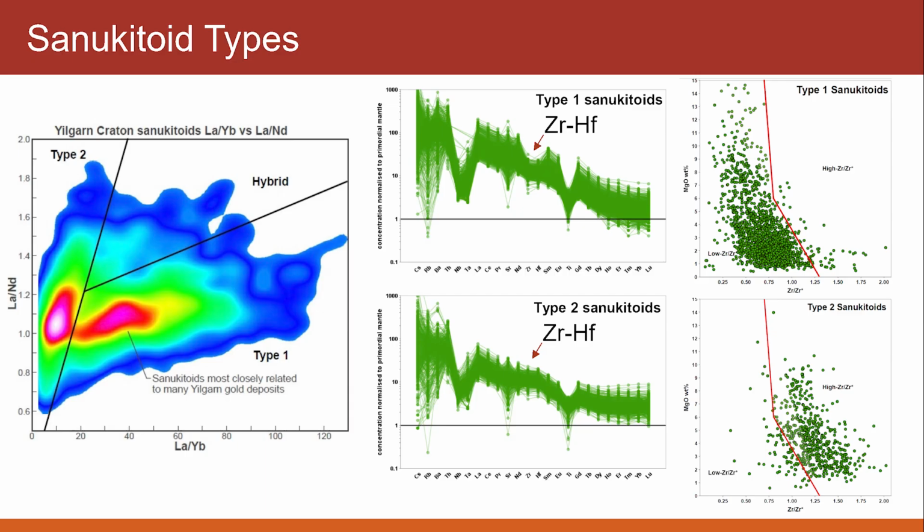So some of the other more recent work we've been doing is looking at why some sanukitoids are more fertile than others. One of the discrimination diagrams you might have seen is our lanthanum ytterbium, lanthanum neodymium discrimination diagram. And when you plot up all the sanukitoids, they form these two real obvious, very clear populations. The black flag group, we've called them type 1 and type 2, and the black flag group and most of the sanukitoids that are associated with gold deposits in the Yilgarn, they fall into that type 1 category, which is the more shallow trend there.